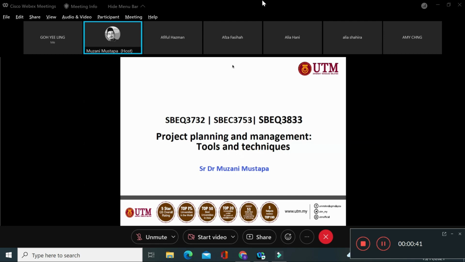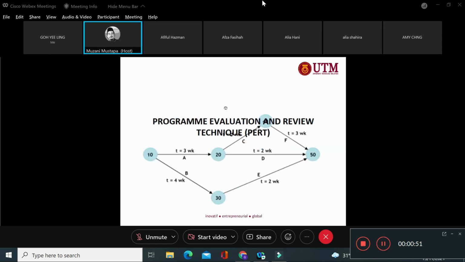So on that part, we move to this week's topic, still under project planning and management, which is PERT, Program Evaluation Review Technique. All right, we call it PERT. Can any of you reflect back to CPM on this particular slide?